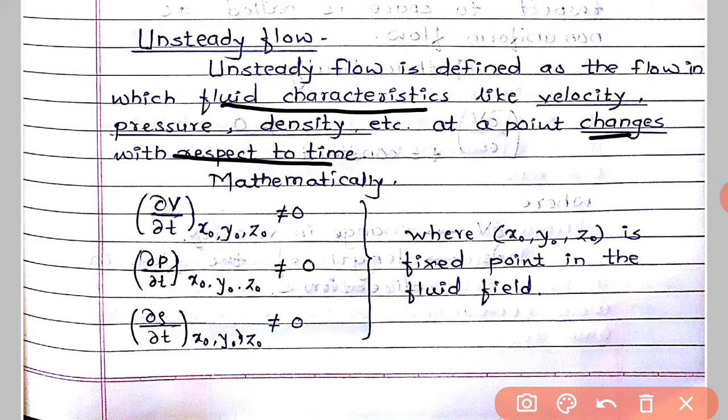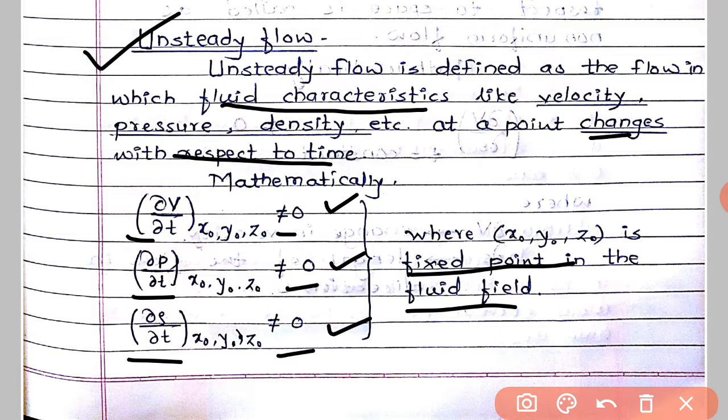So the fluid characteristic values will be variable and the derivative of a variable will be some value. So ∂v/∂t, ∂p/∂t, ∂ρ/∂t is not equal to 0. So the derivative will not come as 0, it will come as some value, and x0, y0, z0 is a fixed point in a fluid field.